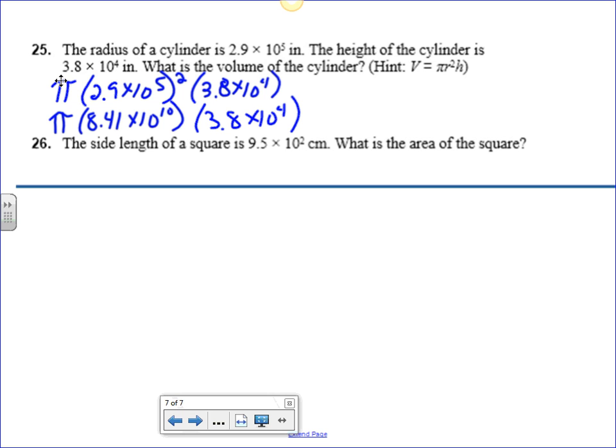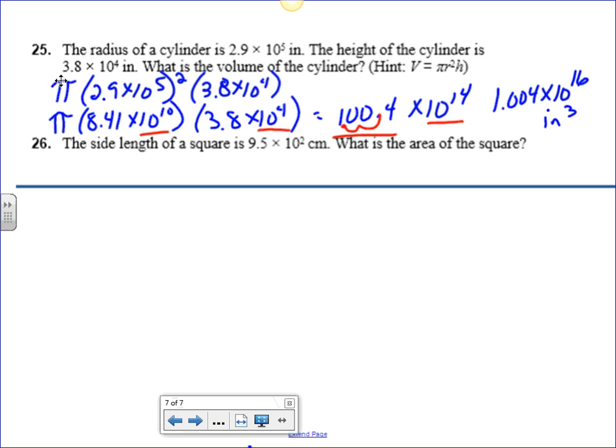So if I were to multiply these things out, I use my pi key, so I have pi times 8.41 times 3.8. That would give me 100, and if I round, it would be 100.4. And then times 10 to the, if I look here, I have 10 to the 10th and 10 to the 4th. That would be 10 to the 14th. So now, if I move my decimal place 2 places, this number got smaller, this number has to get bigger. So that would become 1.004 times 10 to the 16th, and that is inches cubed.